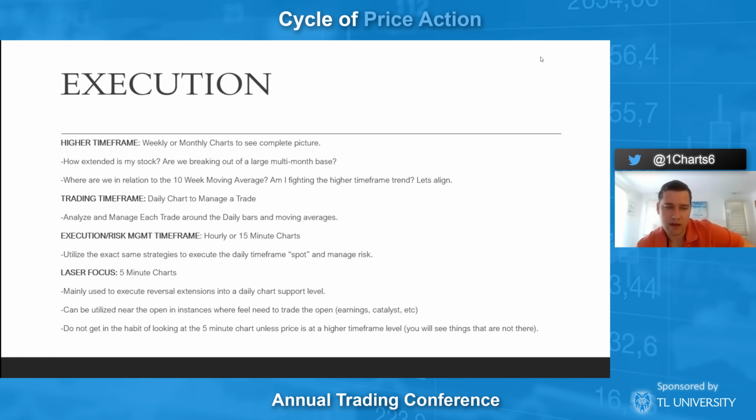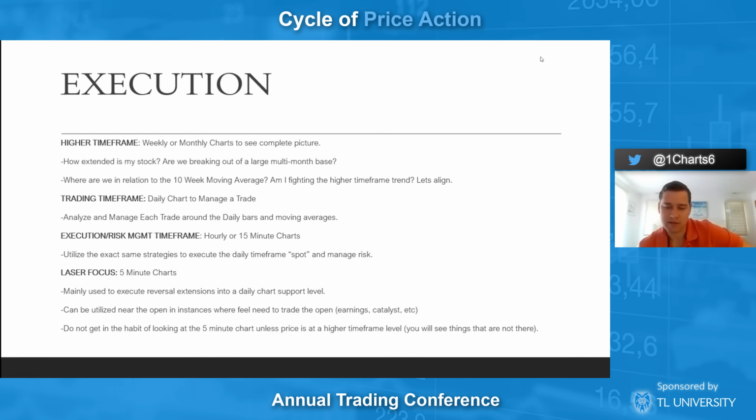One thing I would say, just in general, is don't get in the habit of looking at the 5 minute chart unless you're at a higher time frame level. Because if you're looking at the 5 minute chart all day long, you're going to see a ton of trades that just aren't there. You can find patterns every 5 minutes on the 5 minute chart. And the key is to make sure you're looking at that time frame at an important higher time frame level.